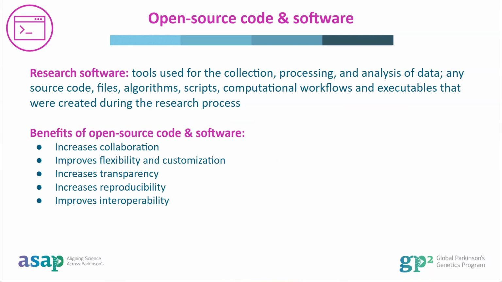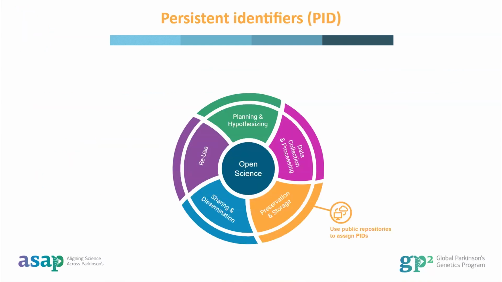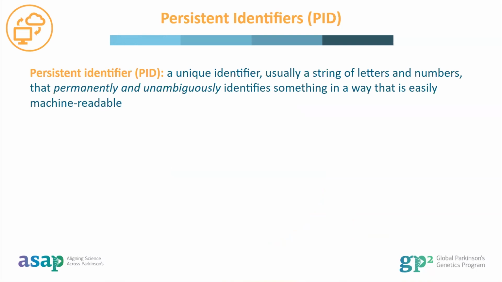The benefits of using open source code and software include increased collaboration, improved flexibility and customization, increased transparency and reproducibility, and increased interoperability. The third open science best practice is using public repositories to assign persistent identifiers to newly generated data, code, protocols, and key lab materials. Persistent identifiers, or PIDs, are unique identifiers, usually a string of letters and numbers, that permanently and unambiguously identify something in a way that is easily machine readable.